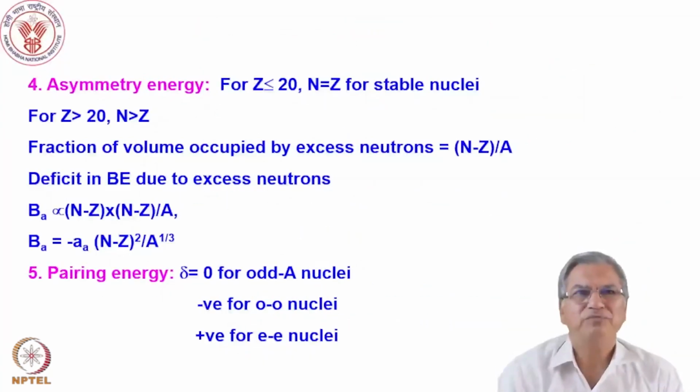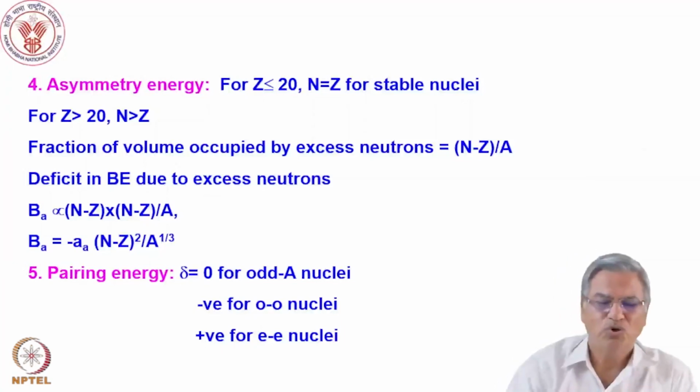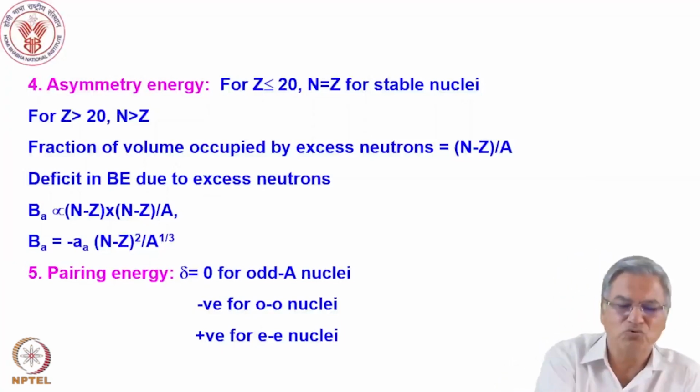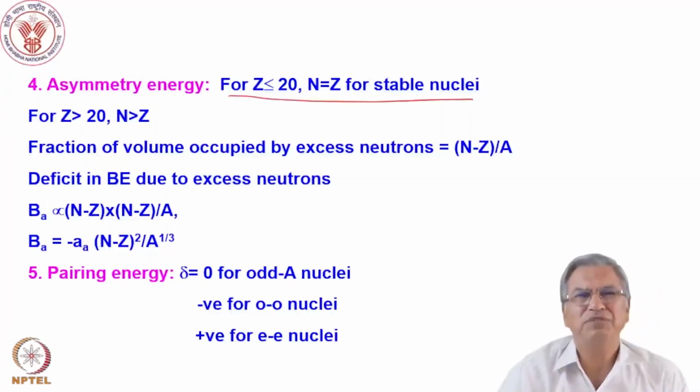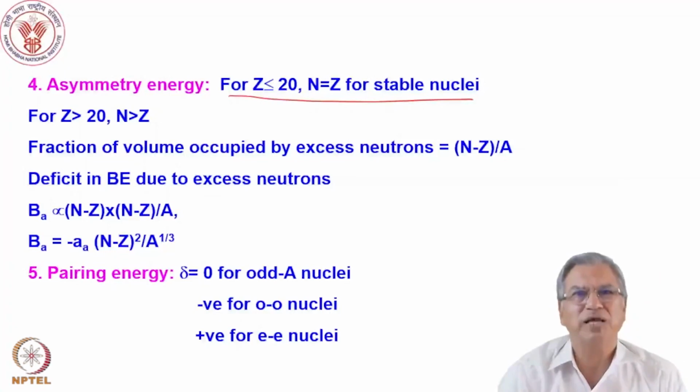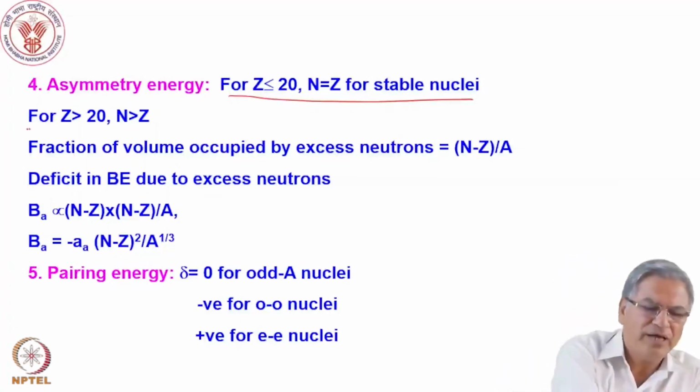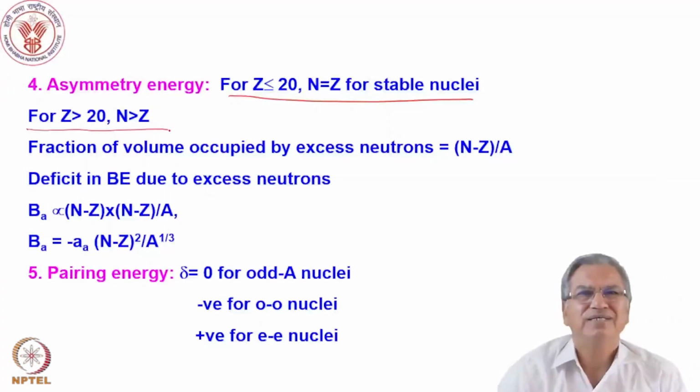The origin of the asymmetry energy term lies in the excess neutrons that we need to add to stabilize a nucleus, particularly for those nuclei which have atomic number more than 20. So you know, up to calcium 40, Z equal to 20, N equal to Z, meaning if the number of neutrons is equal to the number of protons, then it is sufficient to stabilize the nuclei. But for nuclei having atomic number more than 20, we need to have more neutrons to stabilize the nucleus, because we need to compensate for the Coulombic repulsion between the protons.